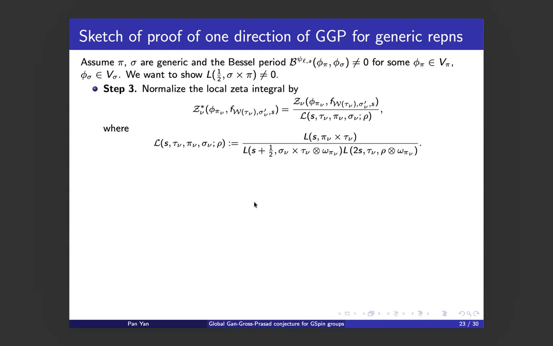We normalize the local zeta integral, say nu, by dividing by this script L, where this script L is the expression we get when we do the unramified computation. So in other words, the normalized local zeta integral is equal to 1 at a finite unramified place. So we normalize our local zeta integral in this way.